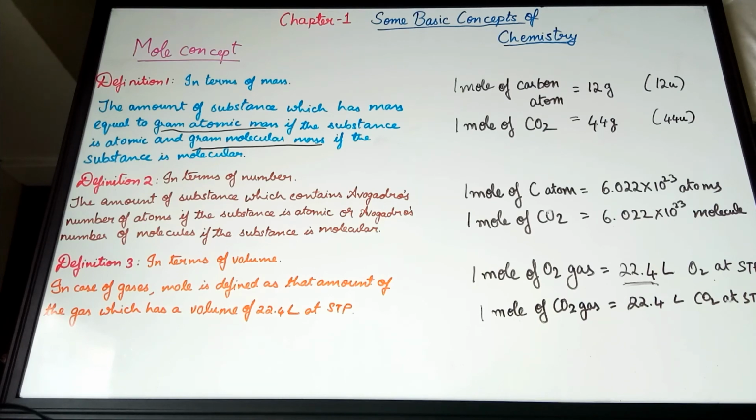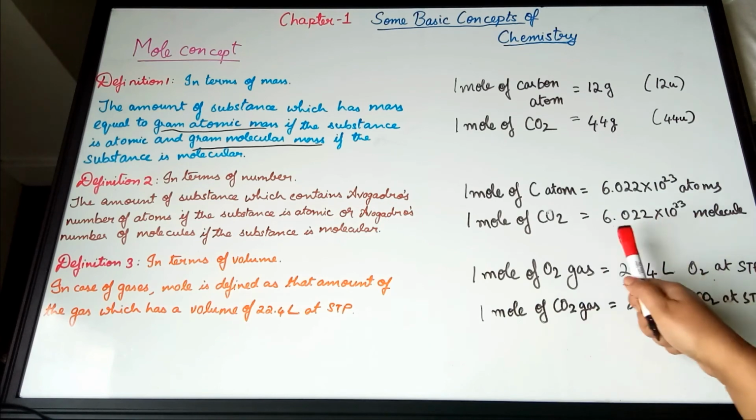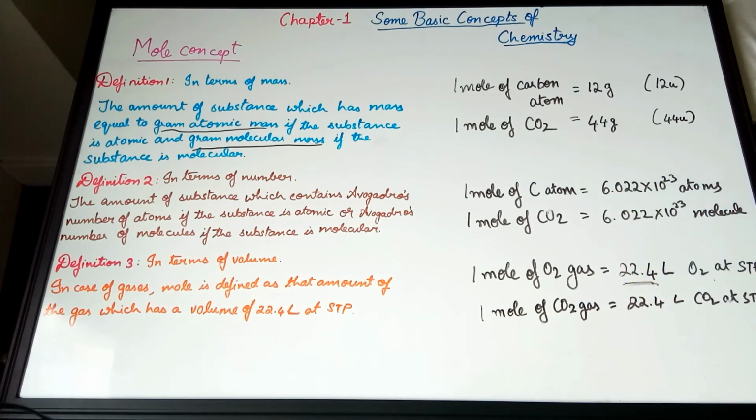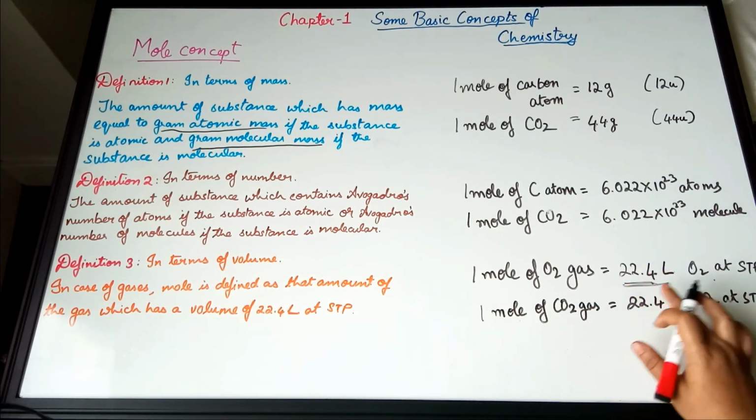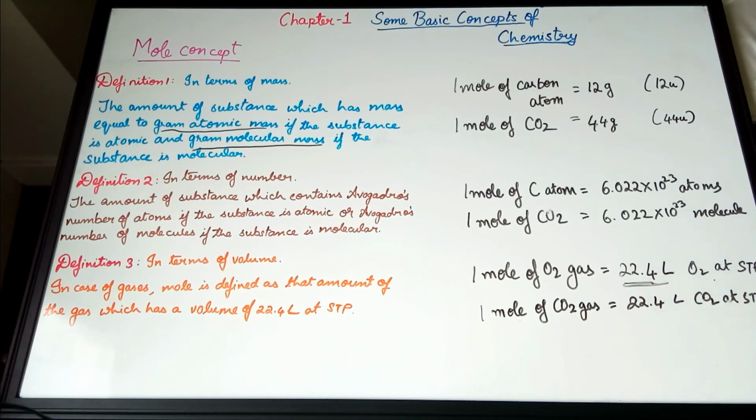So in this video we studied two important things: Avogadro's constant, whose value is generally taken to be 6.022 into 10 to the power 23, and when we have Avogadro's constant as the number of molecules present in two different gases at STP, the volume of that particular gas becomes equal to 22.4 liters. These two values do not change at standard temperature and pressure. With that, we finish this topic of mole concept.